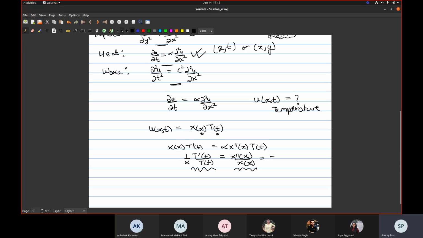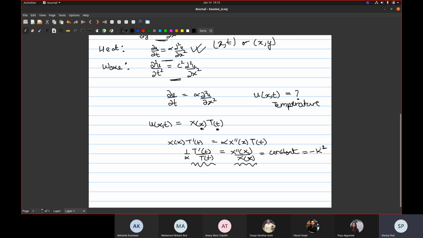It has to be equal to a constant. And we take that constant to be negative k squared. Why do we take a negative constant? There are a variety of reasons. You can take a positive constant, but you will see that the solution you get will not be bounded. It will keep on increasing forever, which is not exactly what we want. So we will take a negative constant here.